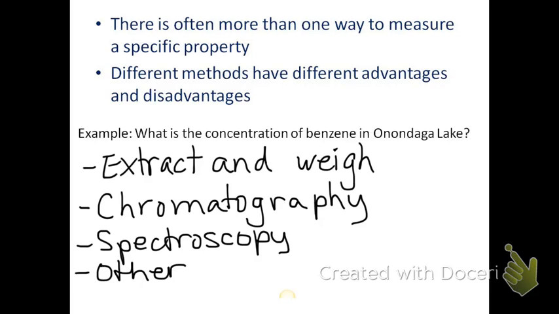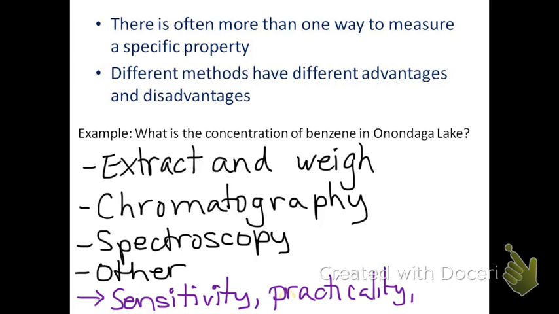Each of these methods will have specific advantages and disadvantages. For example, we'd have to have a lot of benzene to be able to weigh it accurately. So perhaps this first option is not a good one and can be discounted. Some of the factors that we consider when determining which technique to use are the sensitivity of the technique, its practicality, and its cost.